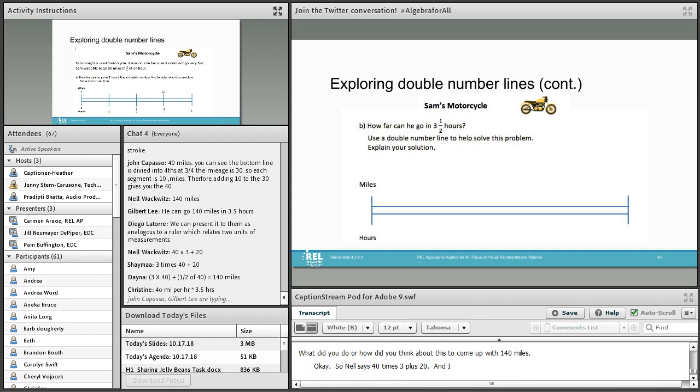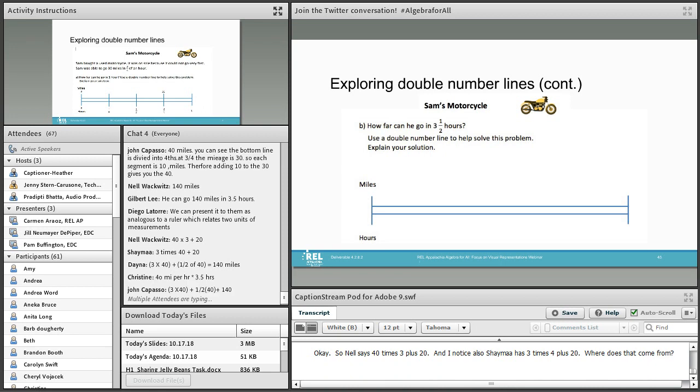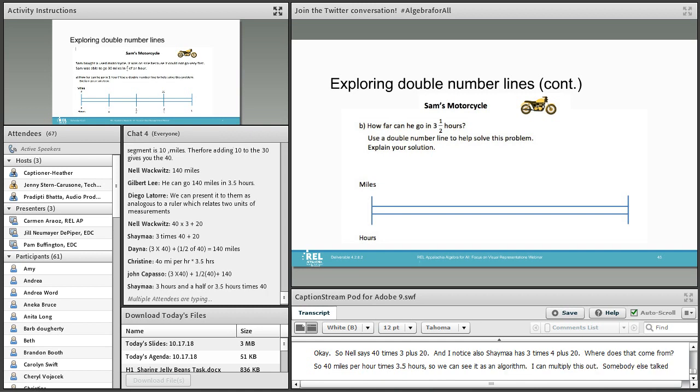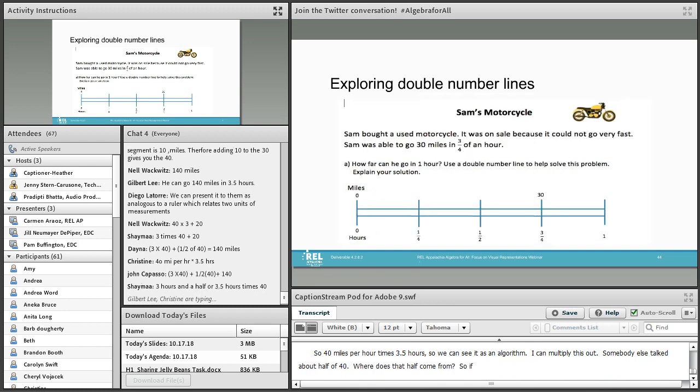And I notice also Shema has 3 times 4 plus 20. Where does that come from? So 40 miles per hour times 3.5 hours. So we can see it as an algorithm. I can multiply this out. Somebody else talked about half of 40. Where does that half come from?